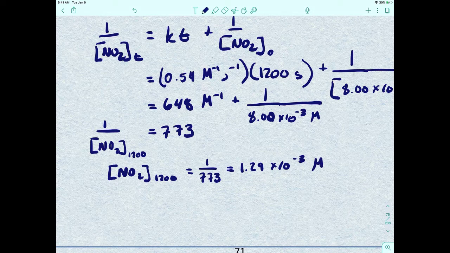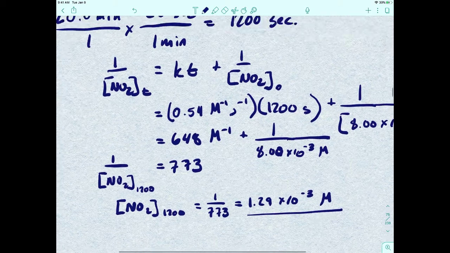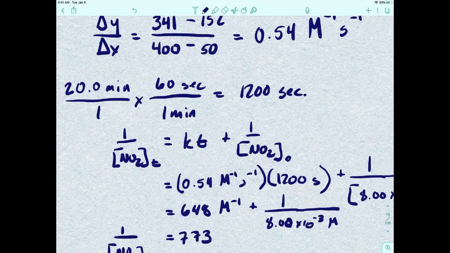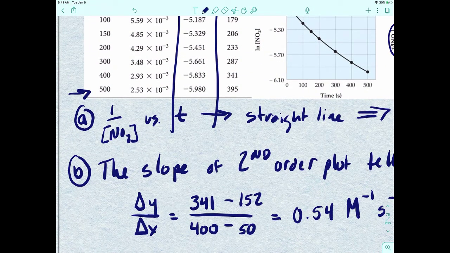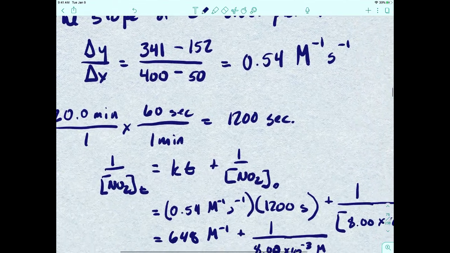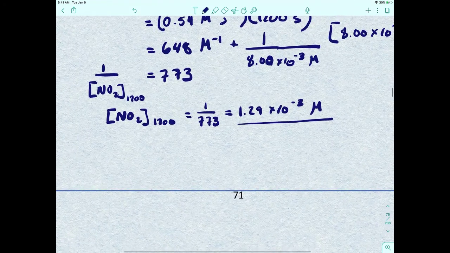Now, there is a way to check. Does this value make sense that we just calculated? Well, going back to the table, we know that the time was off the chart, but the final concentration was 2.53 times 10 to the minus third. Is the value that we calculated lower than this value? Yeah, so it makes sense. This number does make sense. Okay, all right, so that's part C. Next question, part D.